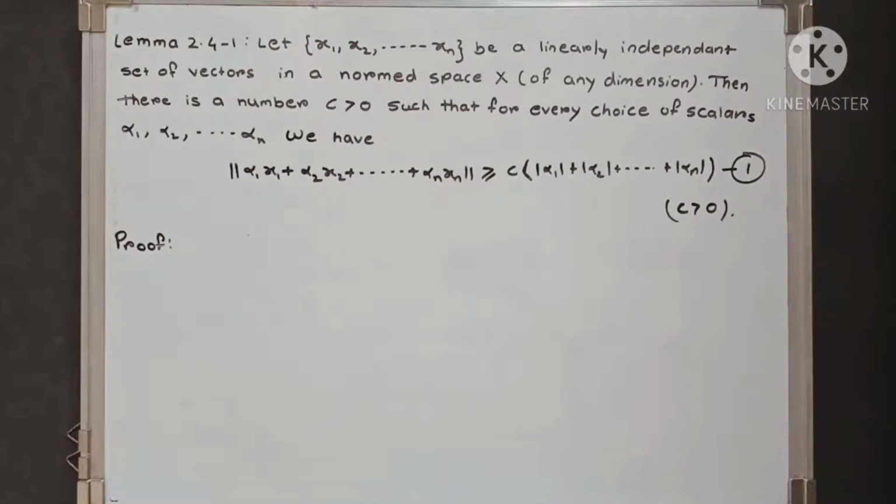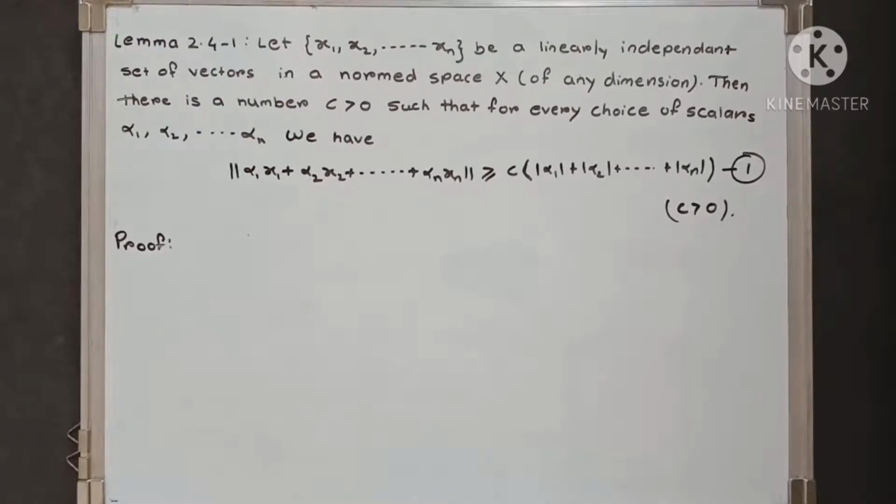Now in this lecture we see a very important lemma, that is Lemma 2.4.1. This lemma is very important because we use it to prove many properties of finite dimensional normed spaces. The statement of this lemma is: let x1, x2 up to xn be a linearly independent set of vectors in a normed space X, where X is of any dimension.